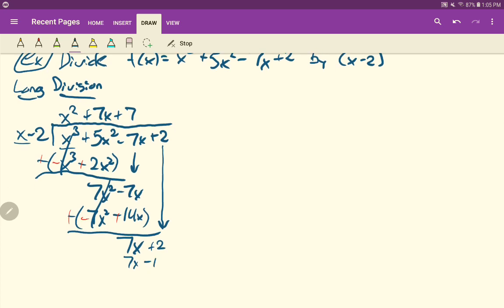7 times minus 2, minus 14. And again, we subtract the quantity. Okay, but instead of subtracting, we will add the opposites. Right? 7 and negative 7 cancel. 2 and 14 make 16.